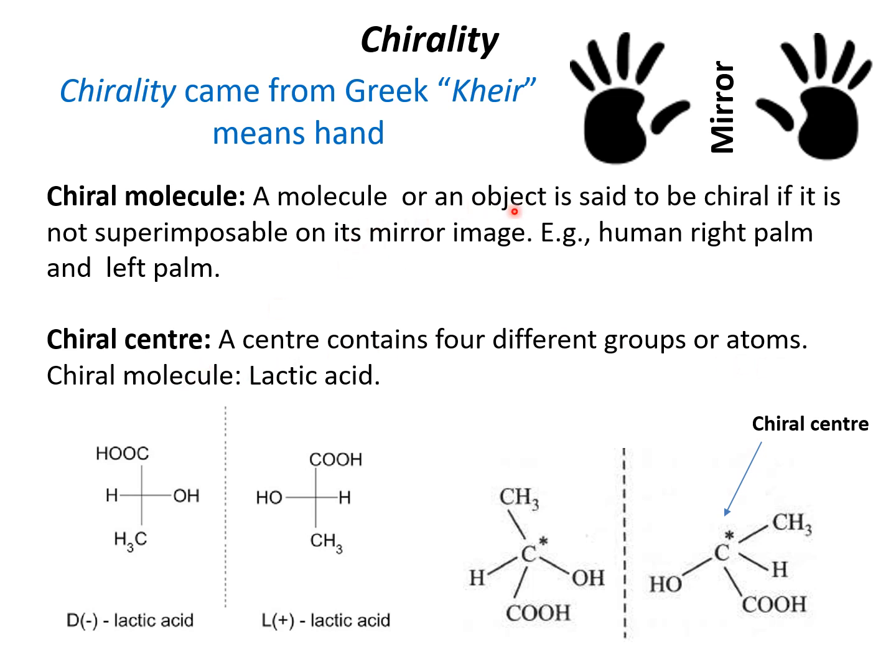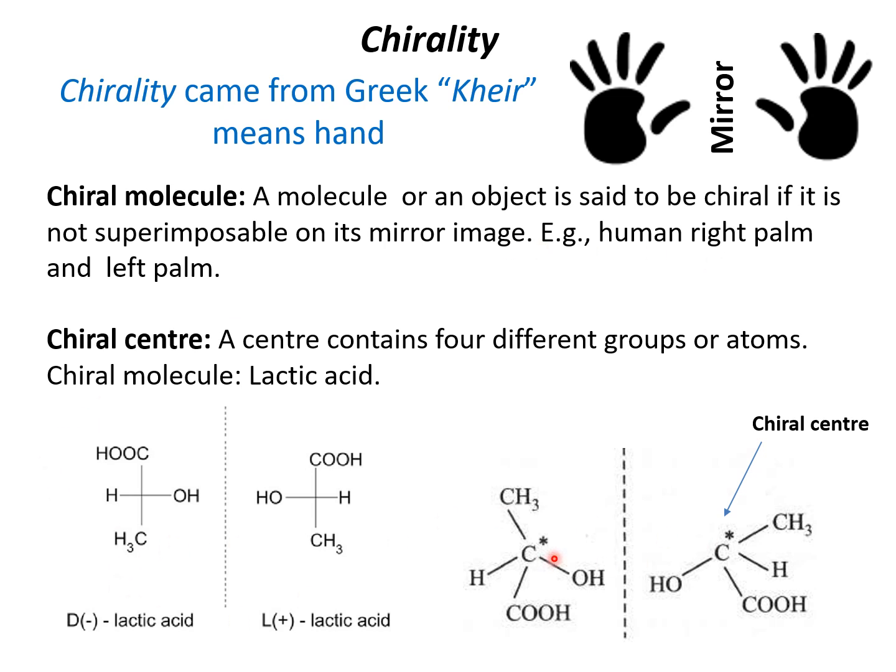A molecule or an object is said to be chiral if it is not superimposable on its mirror image. For example, the human right palm and left palm. If you keep your right palm over the left palm, these two are said to be non-superimposable. So they are chiral in nature.